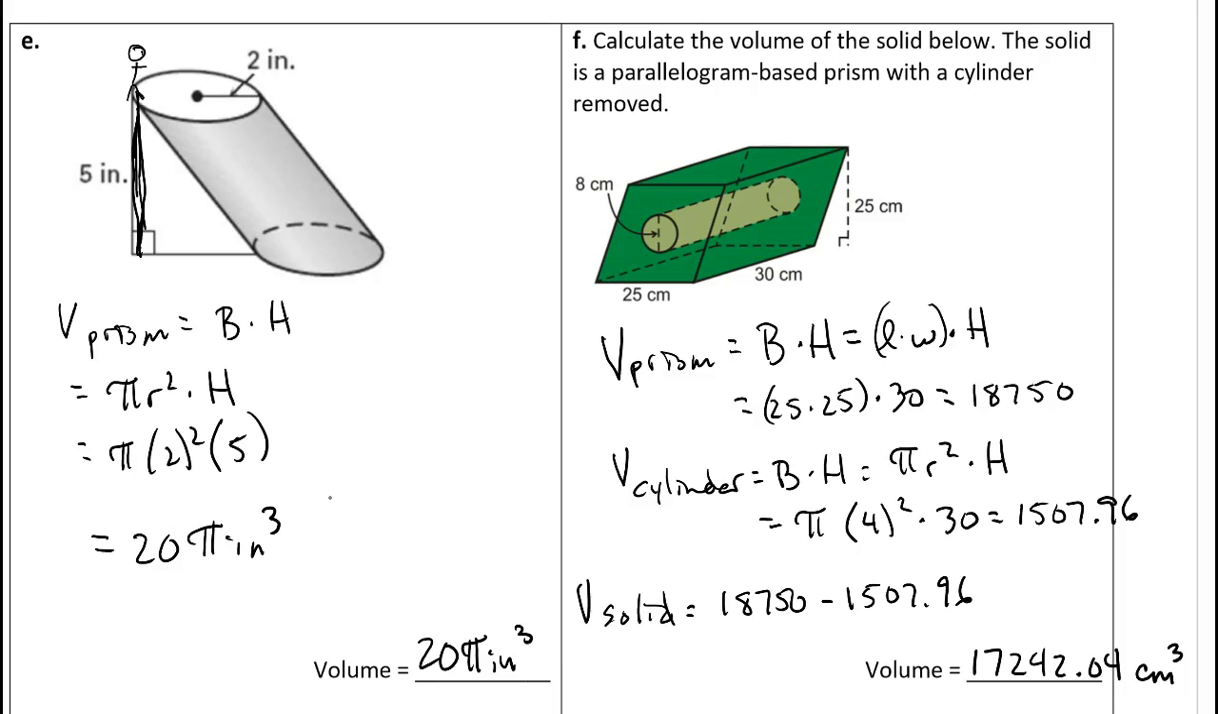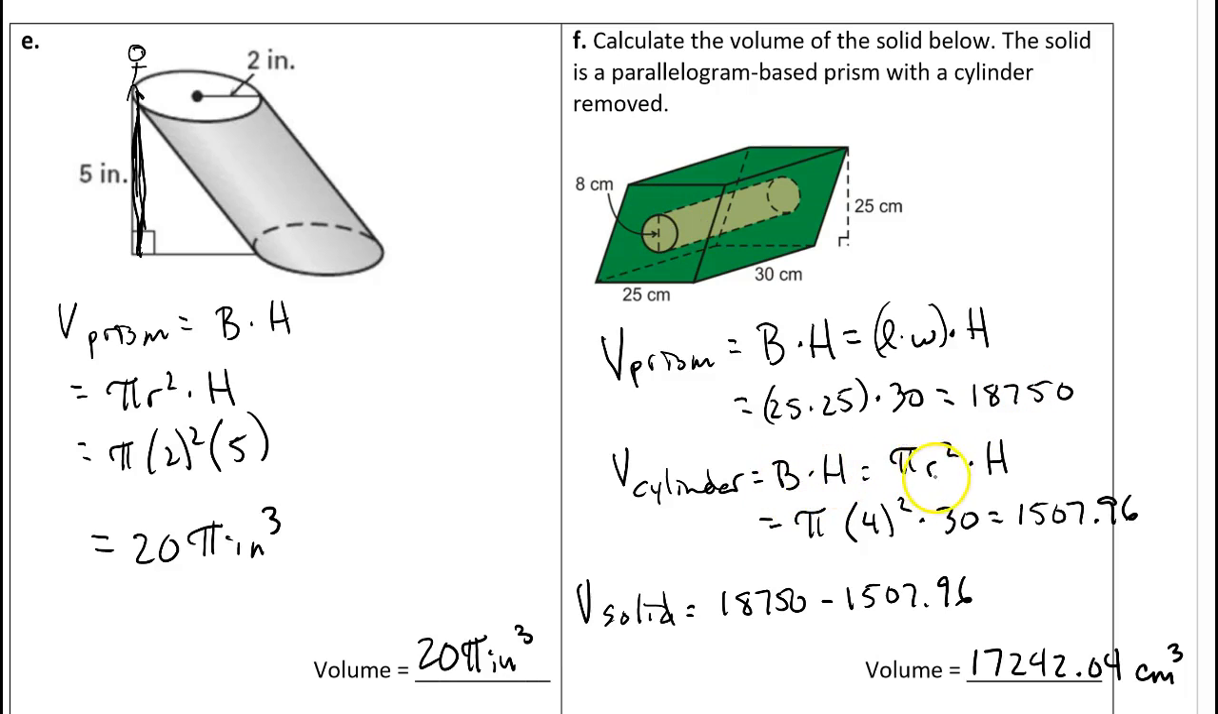Now over here with F, this is a little more complicated because we have this large green prism and we cut this hole out in the middle. So we're going to take the volume of the prism, which is area of the base times the height. The base is a parallelogram, which is length times width, and then times the height of the prism. So that should turn out to be 18,750 centimeters cubed.